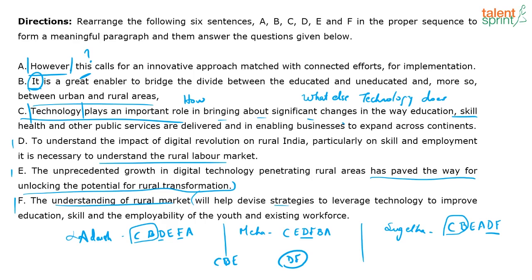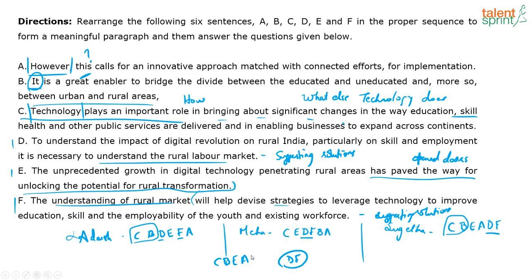It says it has paved the way for unlocking the potential for rural transformation. But what do I do to implement that? Paved the way means it has opened doors, right? So what is the next step? Now I know this is the way. What do I do? If you ask me, I already told you, D and F are solving the questions. It is giving me an answer. It is suggesting a solution. Both D and F are suggesting solutions. Look at the phrases. Which means the only logical place where I can fit in A is after E.